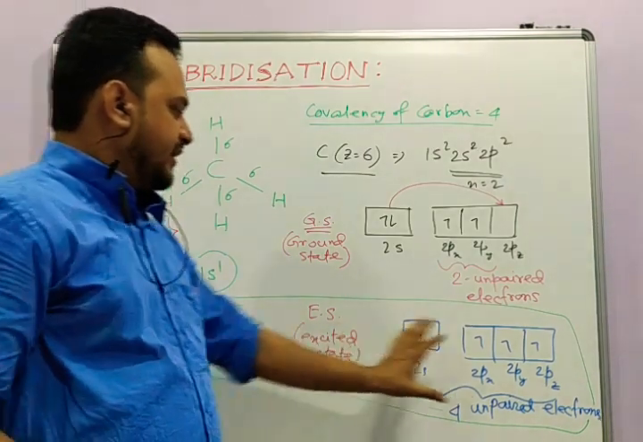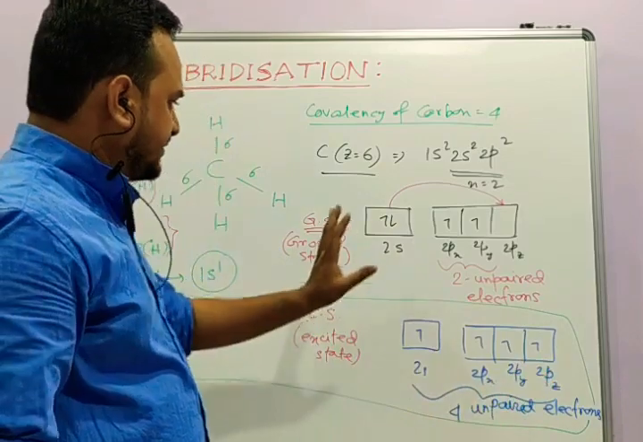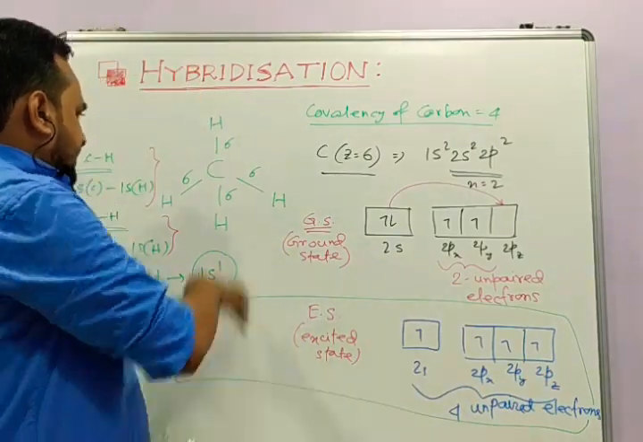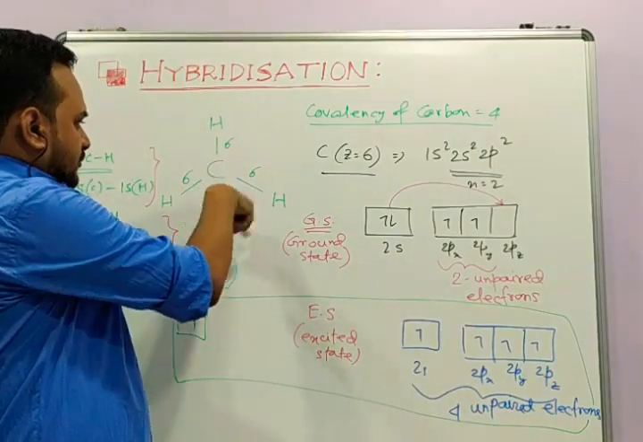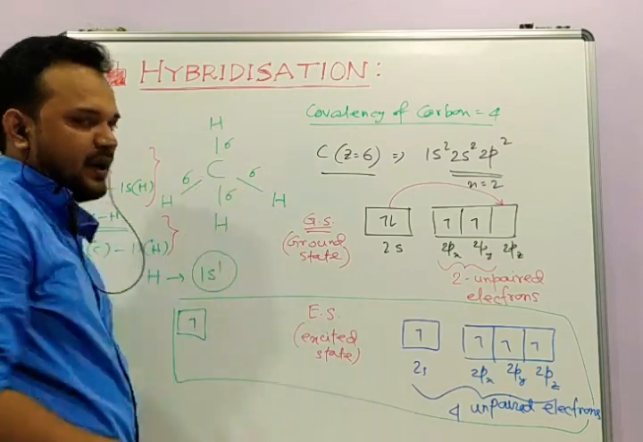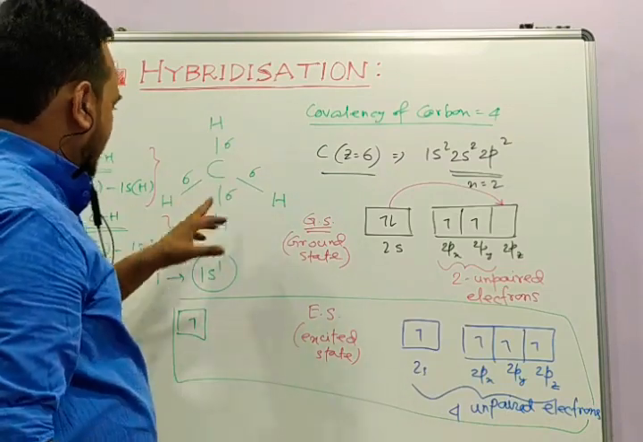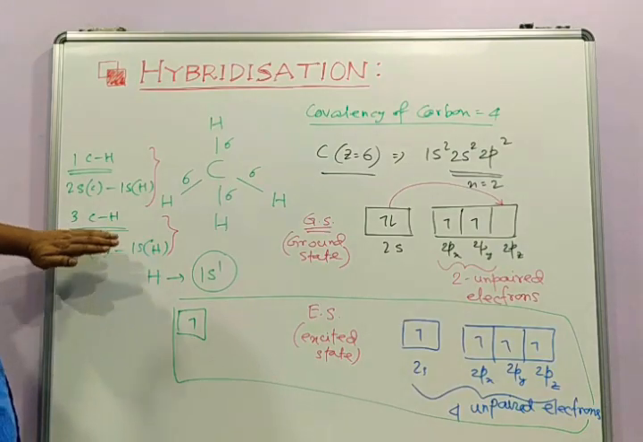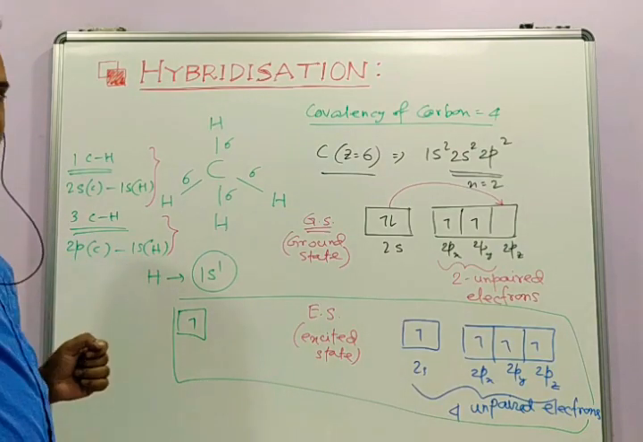So from the theoretical background, it is expected that in the CH4 molecule, out of these 4 covalent sigma bonds, 3 sigma bonds are one type in terms of their bond energy, bond length, etc.